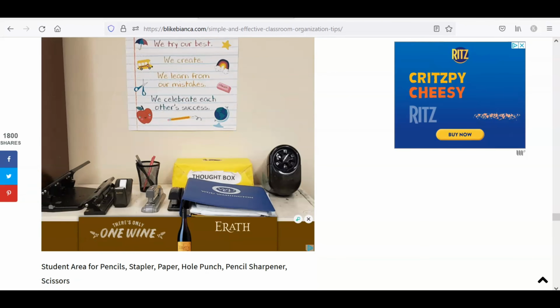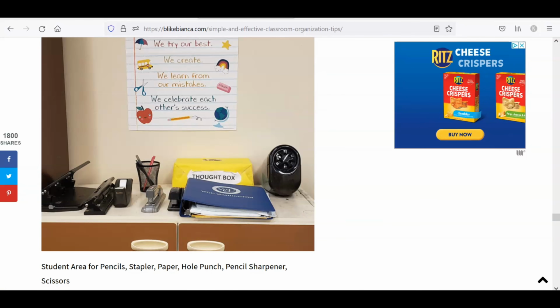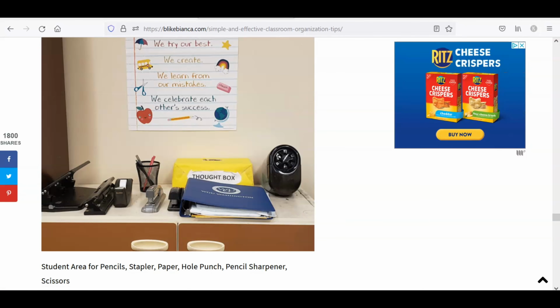And then I always have a student area. When I say student area, it's just an area for them to get their own pencils. If they need to use a stapler or tape, they need paper, a pencil sharpener, a hole punch, just things that they might need for class to help them with their assignment or turning things in. This area is all for them.